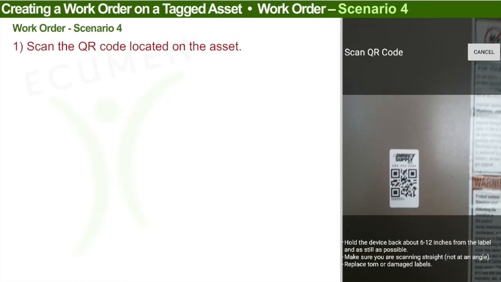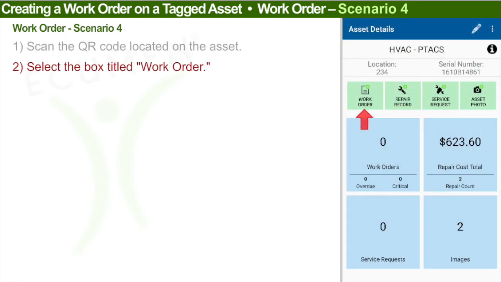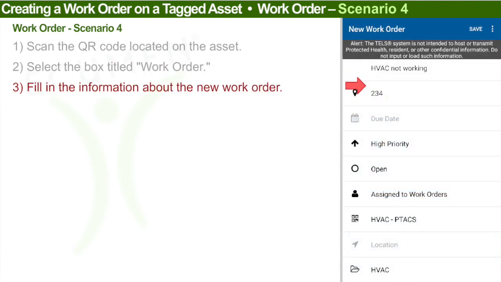Scan the QR code on the asset. Make sure you hold your phone still and you have a good picture. From the top row of boxes, select the box that says Work Orders. The actual word usage may change between an Android versus an iOS device, but it's usually the first box in the row.